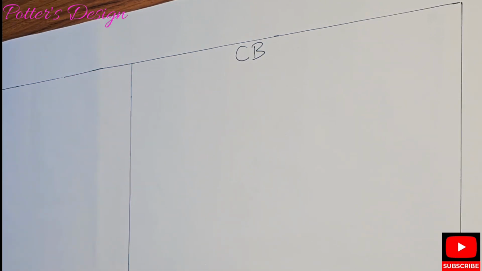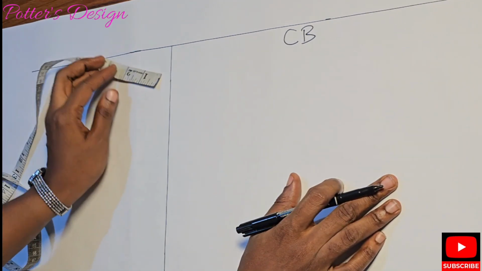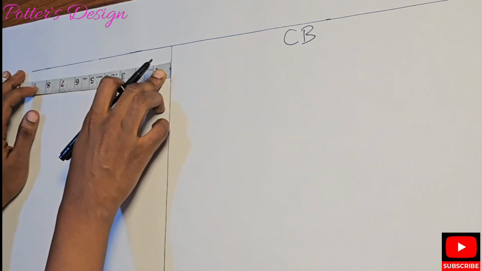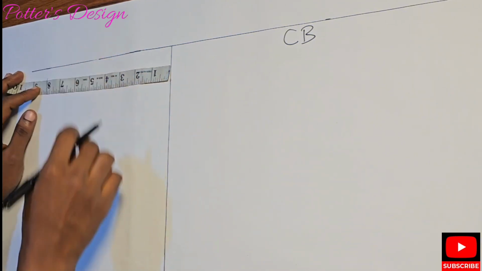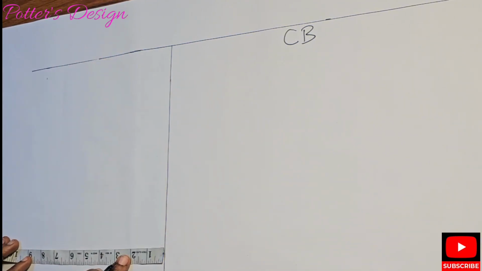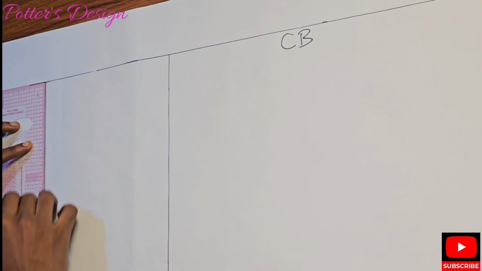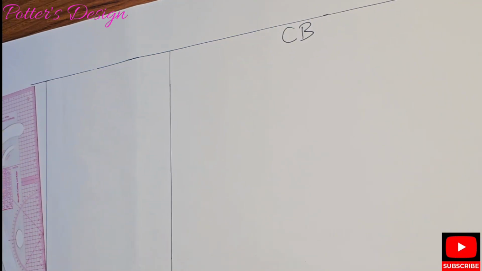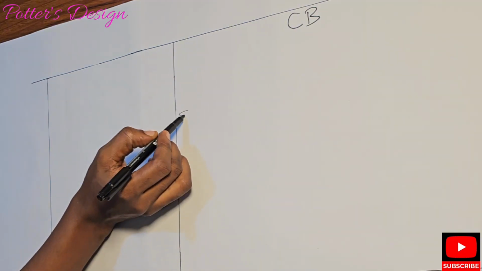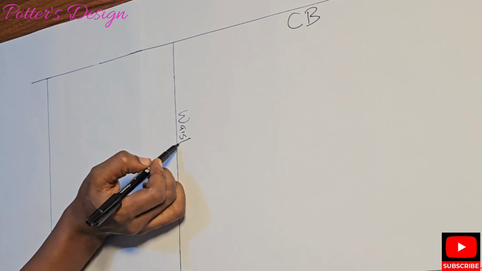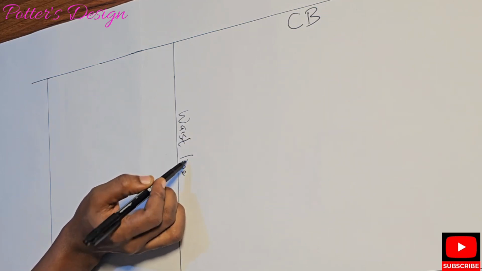So from the back waist length, you take your waist to hip measurement. My waist to hip measurement is 8 inches. And then you take it and then you connect it. Label it as well, the waistline at the back and then the hip line at the back.